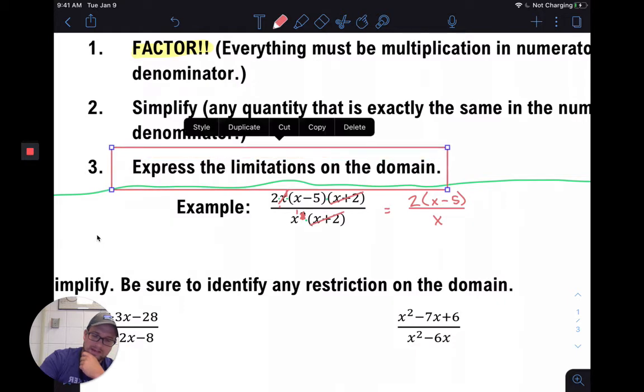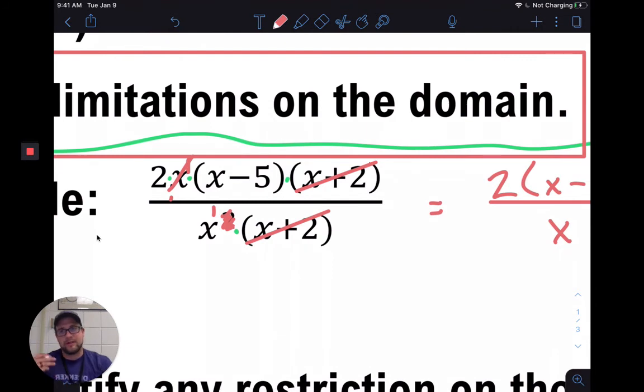Now, the last step said express limitations on the domain. Here is what we meant by that. This is a fraction, ladies and gentlemen, and the big, super huge idea is that you can never divide by 0. In math, that does not fly. So looking at this problem, let's go back to the original for a second. We know what our answer is, but if you look at the original, there were 2 ways that you could have been dividing by 0. One of those ways, because this is just a term here, is if x would have been equal to -2.